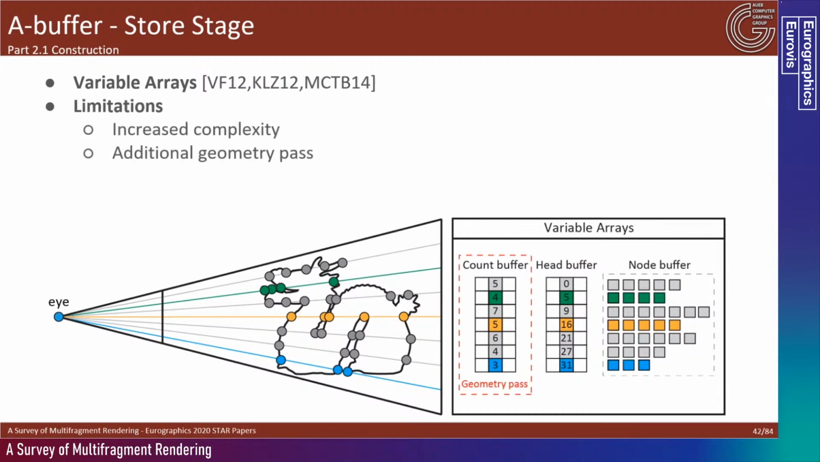On the downside, these methods are usually more complex to implement and can be less efficient on scenes with high geometric complexity, and this is due to the extra geometry pass that is required for counting the fragments.